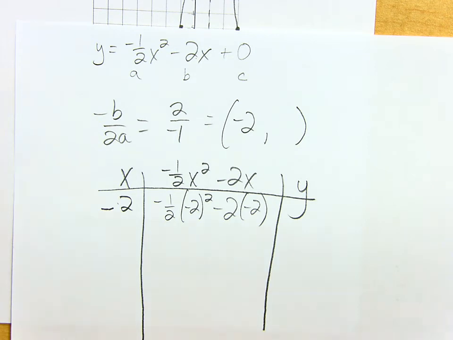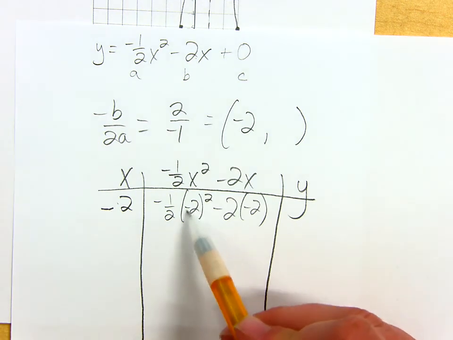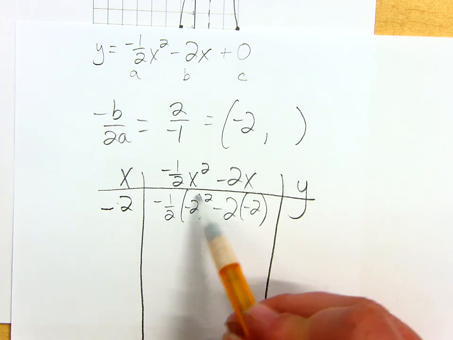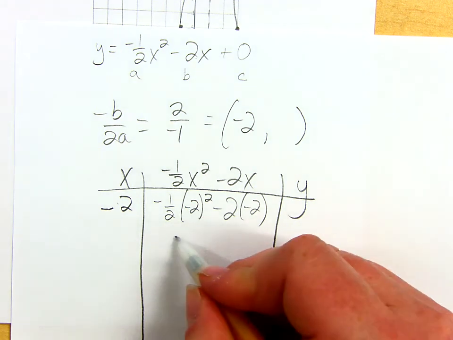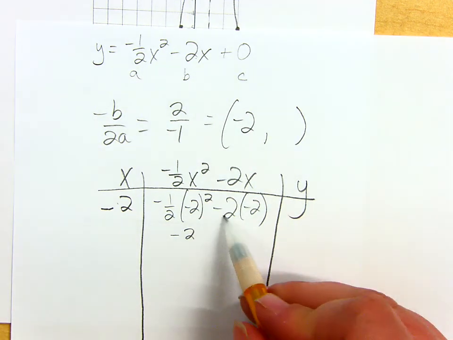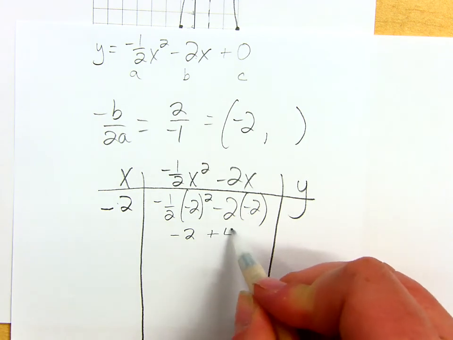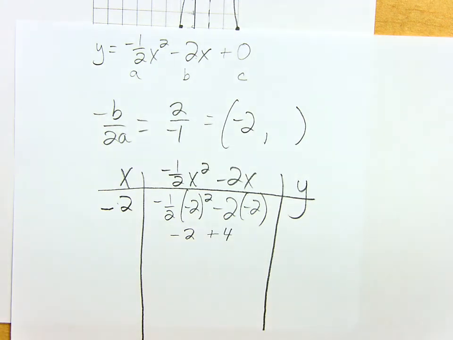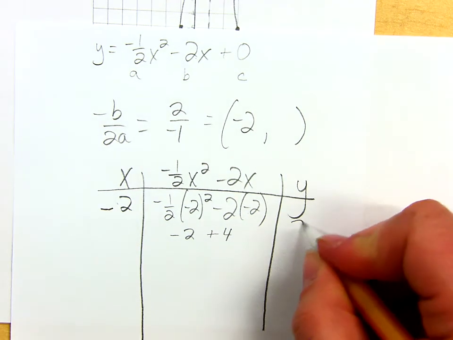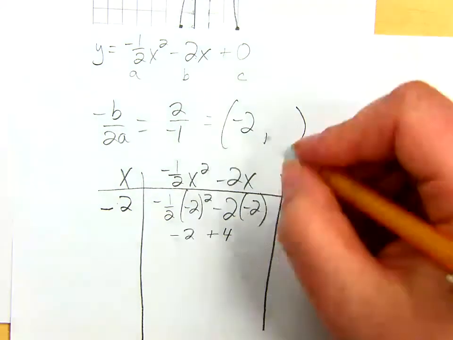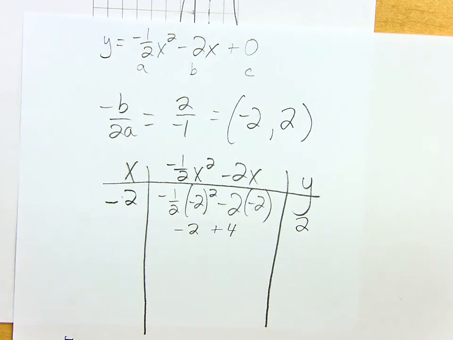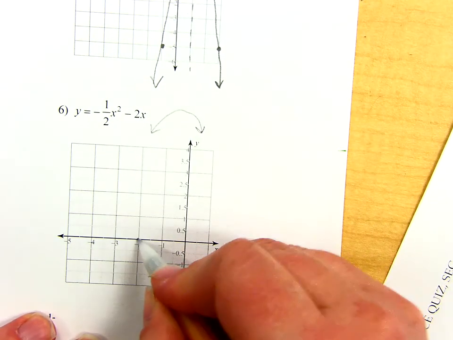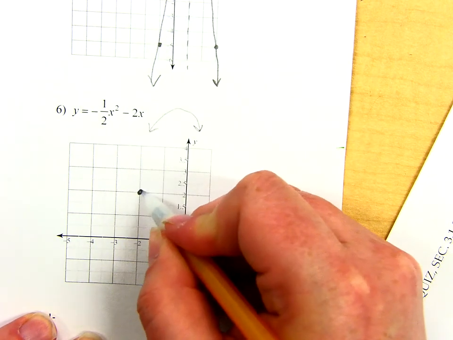Well, let's see. Make sure you're evaluating correctly. The first thing you have to do is exponents. So negative 2 squared is really positive 4. Positive 4 times the negative 1/2 is negative 2. Negative 2 times negative 2 is a positive 4. So negative 2 plus 4 is really 2. There's my vertex. The vertex is at negative 2 comma 2 in this case. So there's my starting point. So on my graph, I'll plot negative 2, 2. It was right here.